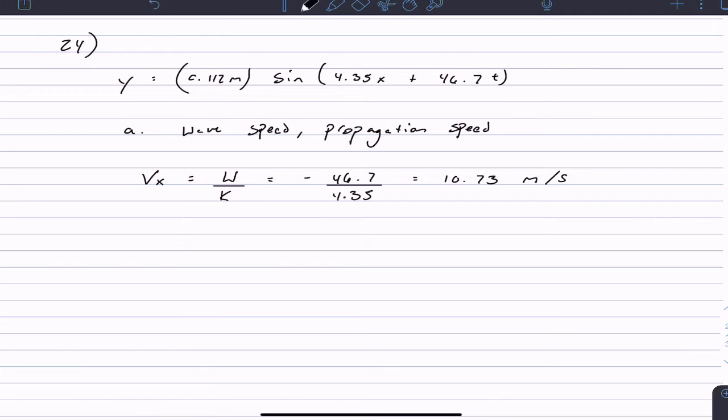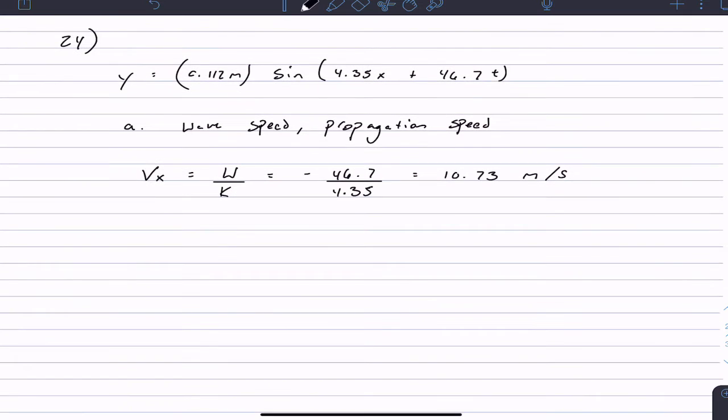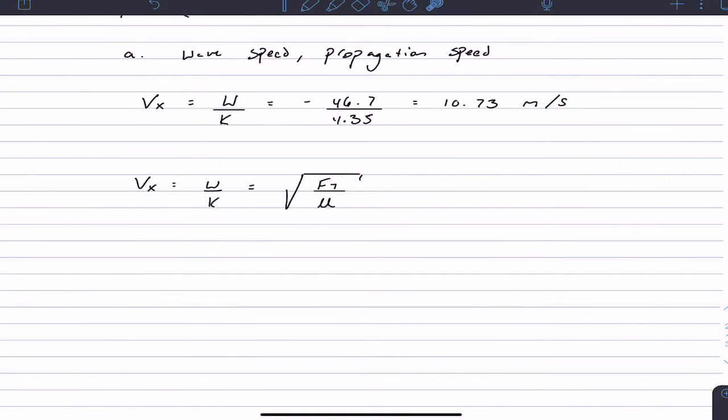We are then asked to find the tension in the string. And so in the summary, again, I'm not going to go through all of the derivations, but in the summary we're given this value that this v_x is equal to omega over k. It's also equal, for a situation like this, to the square root of the tension force over the mass density. Okay, and we're given a mass density, so we can just solve directly. So we can take this and solve directly for the tension force, or the magnitude of the tension force.